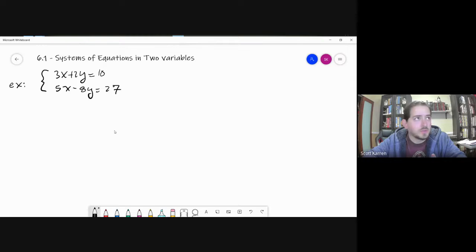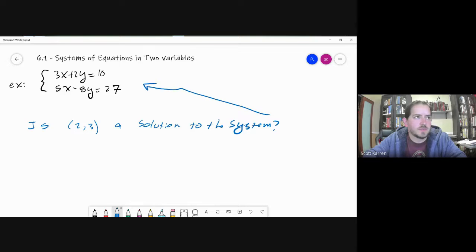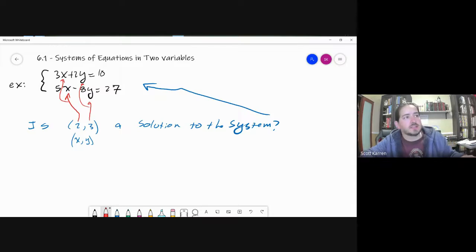So if I want to see if the point 2, 3 is a solution to this system, I can plug these values in. 2, 3 is an ordered pair because I need an x and a y. I'm going to take my x value and plug it into each of the x's, and then my y value and put it into each of the y values. If it creates a true statement on both equations, then it's a solution to the system. If it doesn't, then it is not.